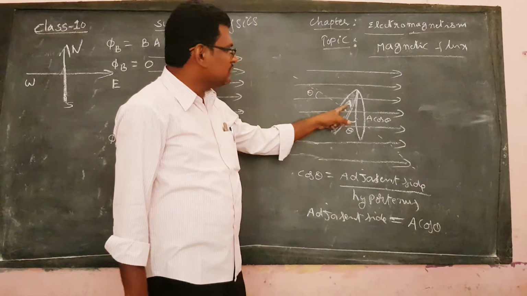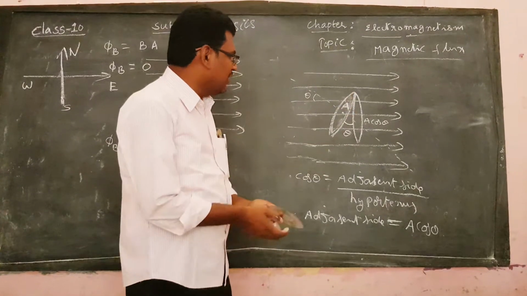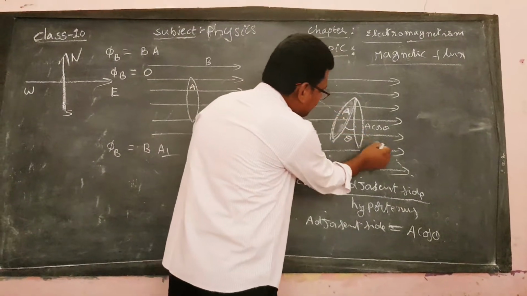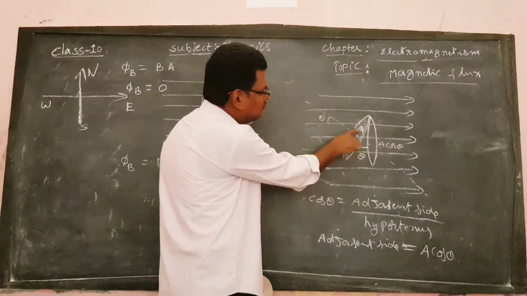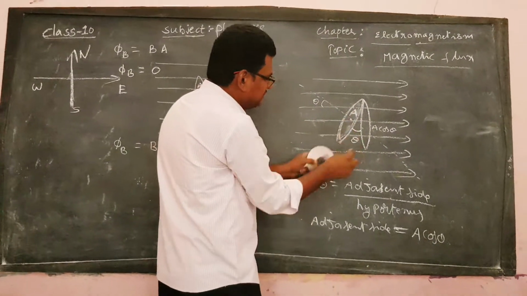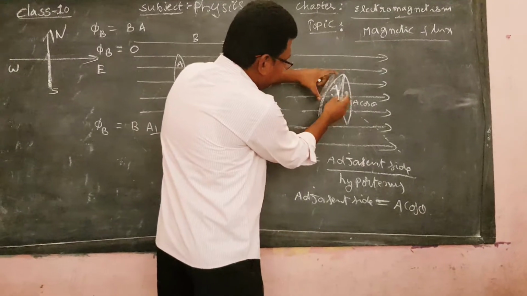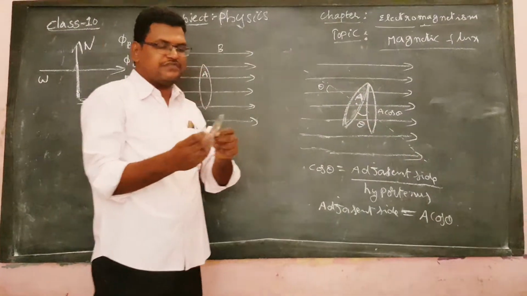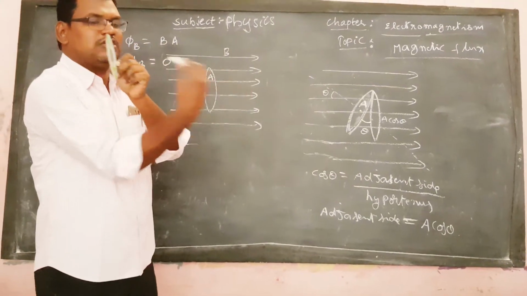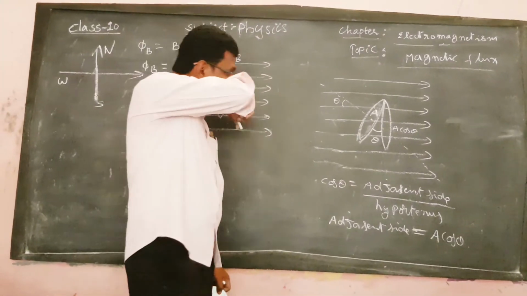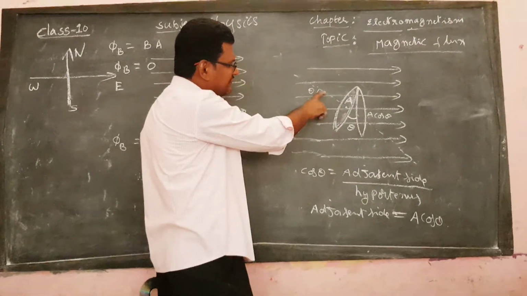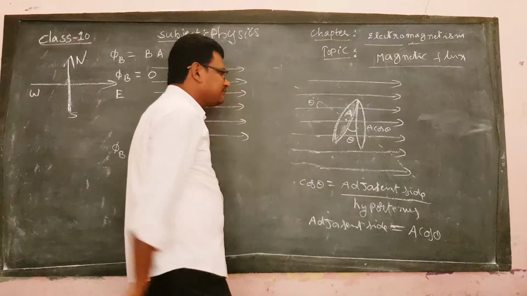Now take normal to the surface area. This line drawn is normal to the surface area. Now see here. The angle between the magnetic field and the normal to the surface area is theta.